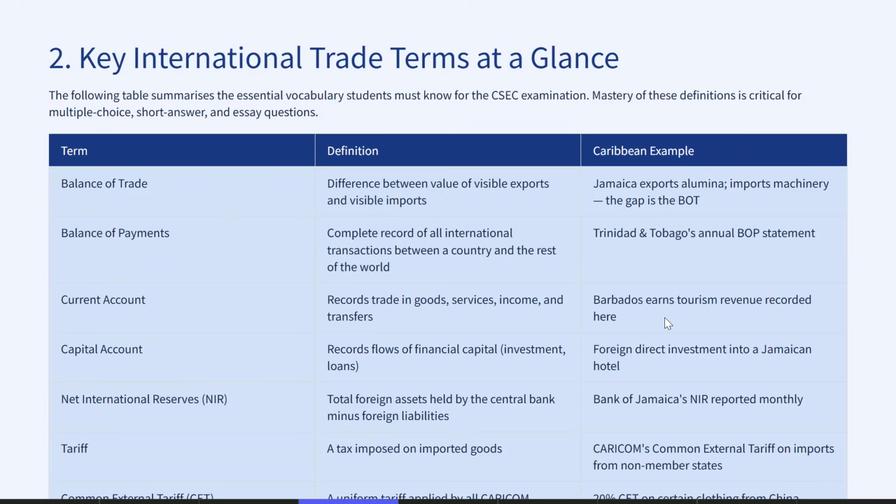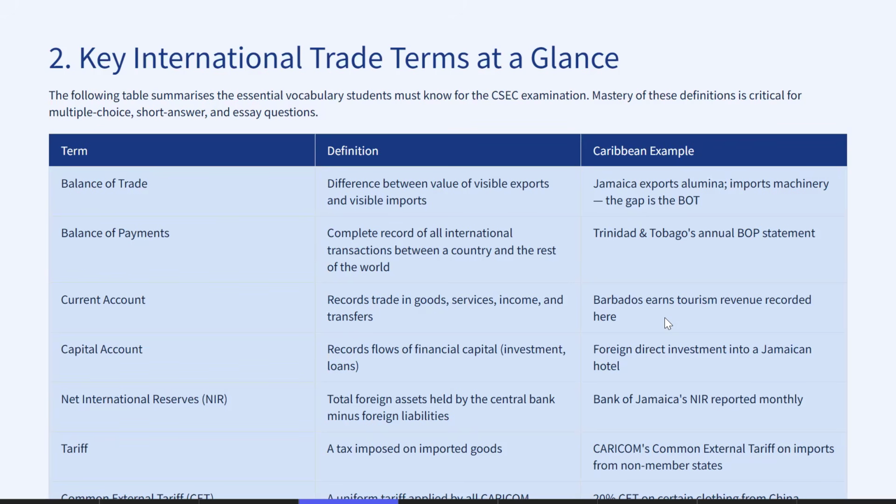Things like sugar, rum, oil, furniture, bananas, machinery, those will be considered visible goods. Right? If your exports are larger than your imports, then you have what we call a surplus. Surplus means you have more. If the imports are larger than the exports, then you have a deficit, which means you have less.